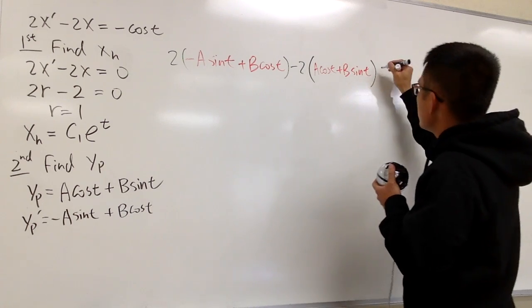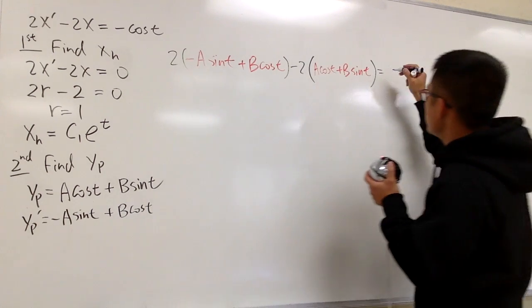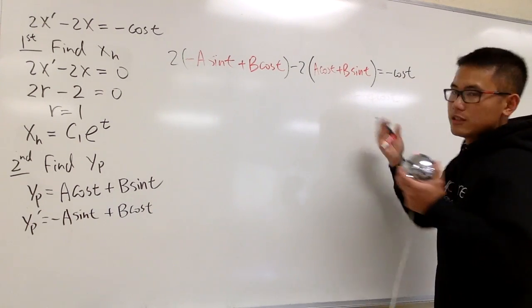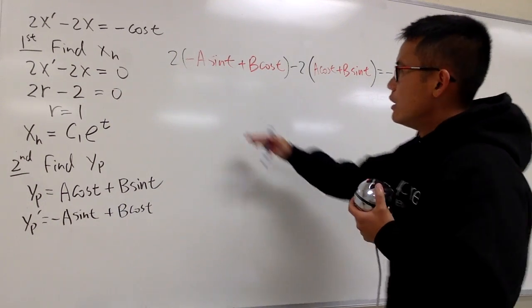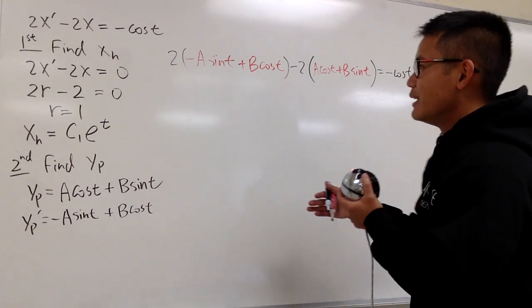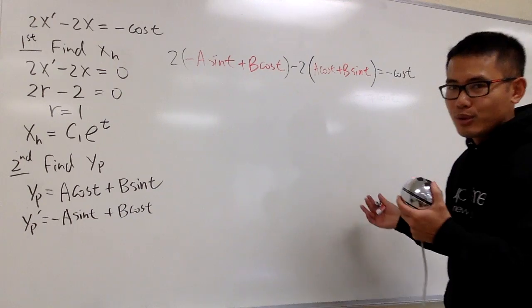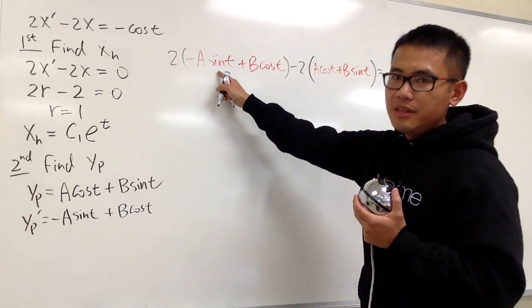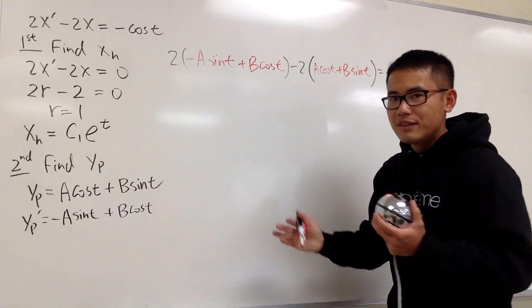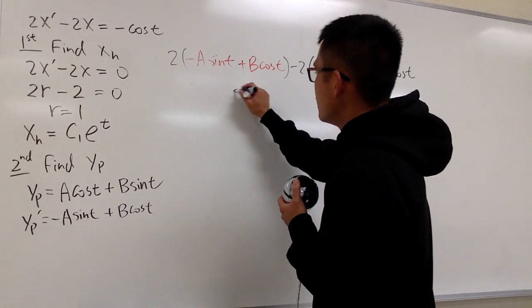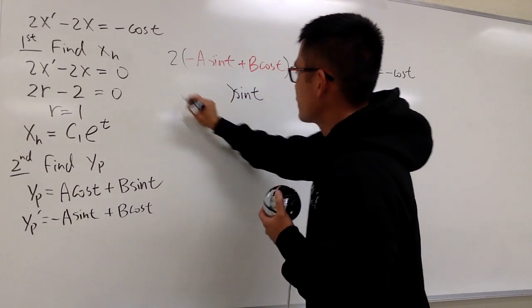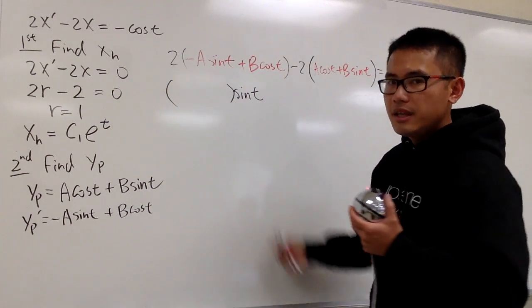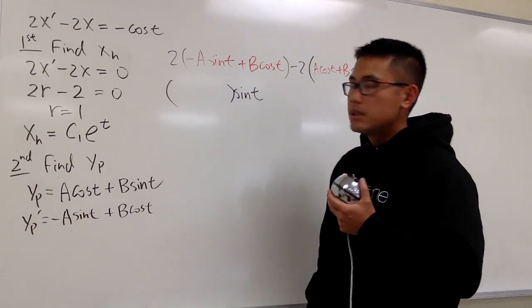Okay, and this is altogether equal to negative cosine t on the right-hand side. And now this is what we have. Well, as usual, we have to distribute and then combine the terms and then at the end match coefficients, right? So let's do that. You have sine t terms and also cosine t terms on the left-hand side. Let me collect all the sine t terms first, okay? So let me put down sine t and then let me put down the rest in this parentheses.